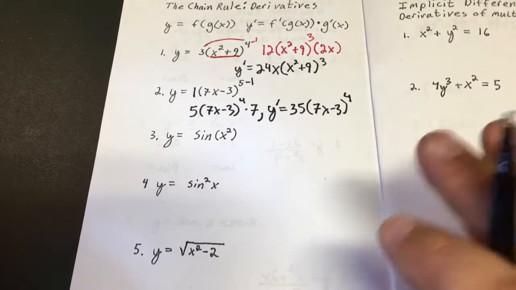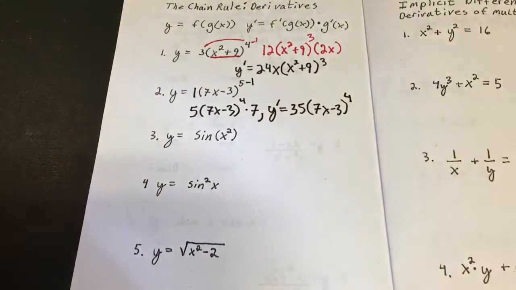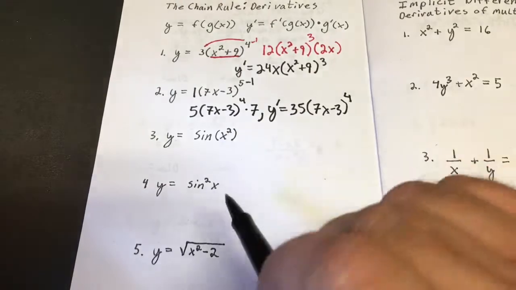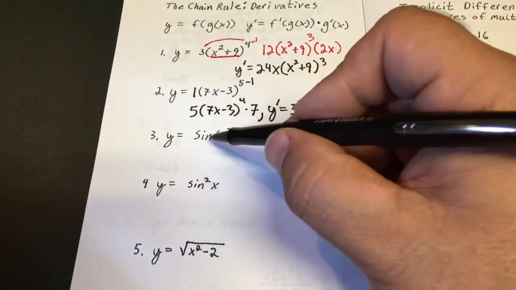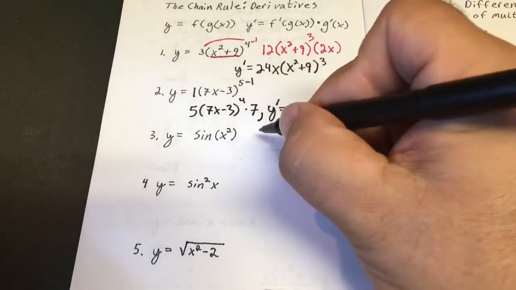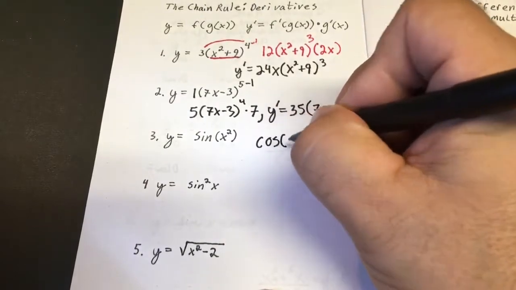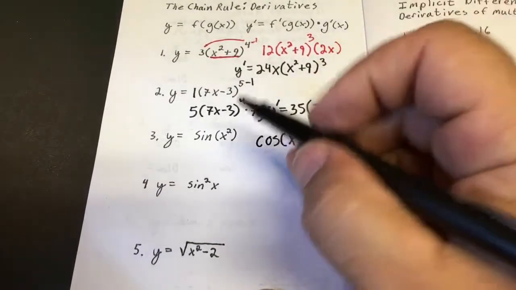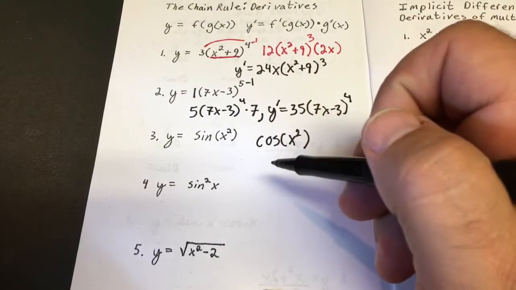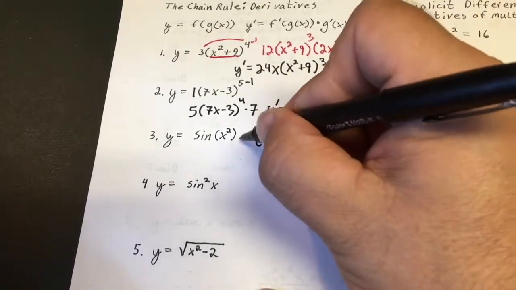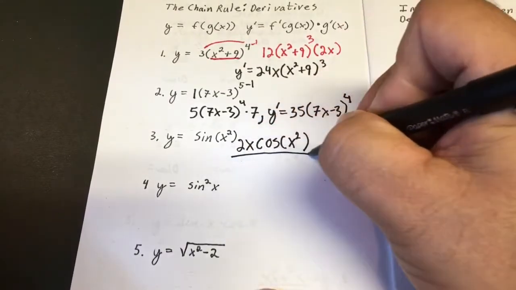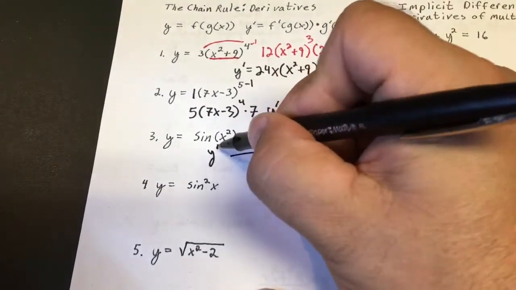Hey, notice it's not sine squared outside. It's sine of x squared inside. So I want to take the derivative of sine, which is cosine. But now I have to take the derivative of the guts, which is 2x. Now, I'm not going to put it in the back. I'll put it out front so it looks better. And that's my derivative.